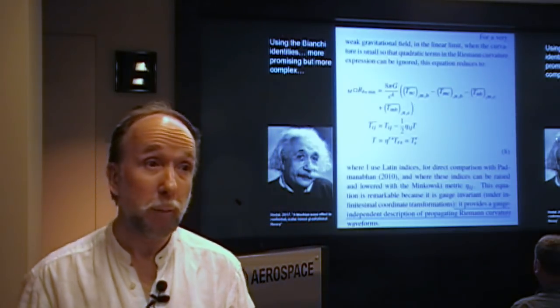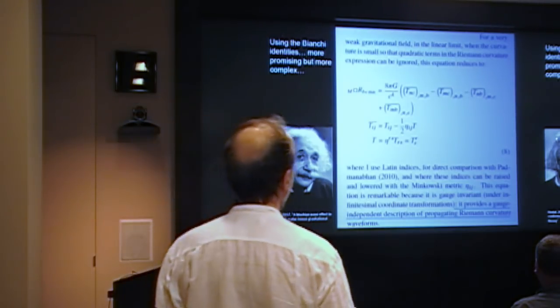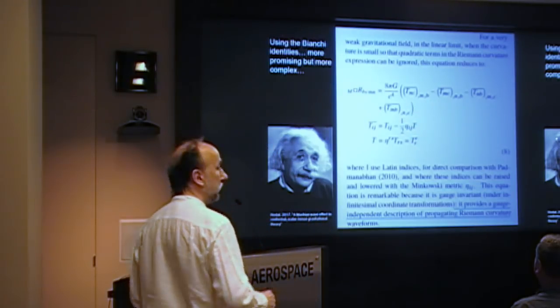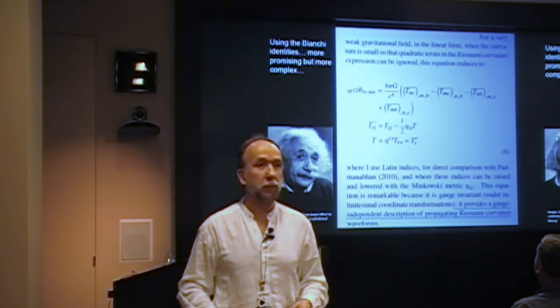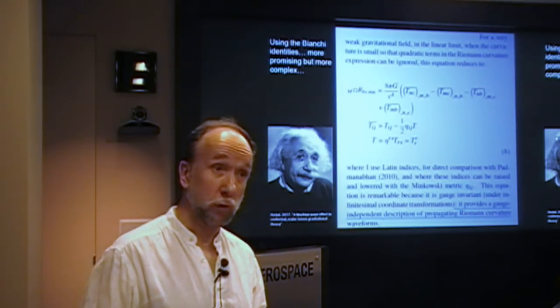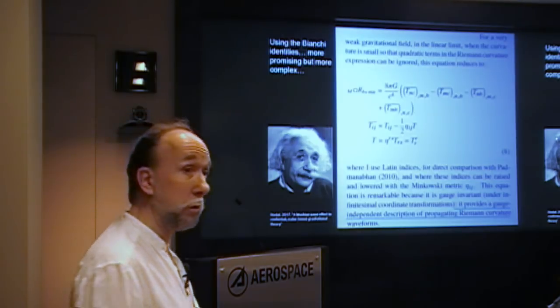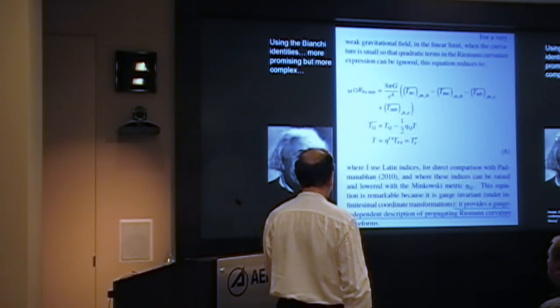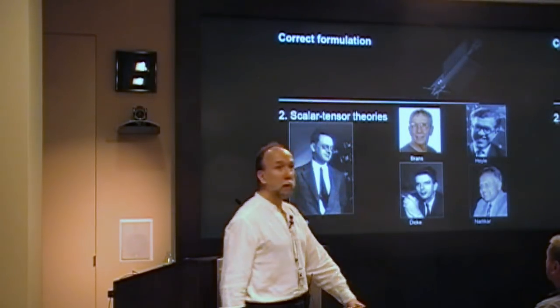It's already there. However, I have not gotten very far, and there's not much hope because, again, dealing with the Ricci tensor is difficult enough. Dealing with the Riemannian tensor is much larger. We have many more components, and you have the previous problems of gauge dependence and so on. So enough of that.